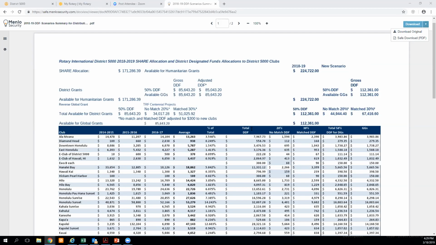Laura, this is Lonnie again. Can I clarify? If you assign your global grant money to somebody in our district who is doing a global grant, your club has to match that amount? Yes.